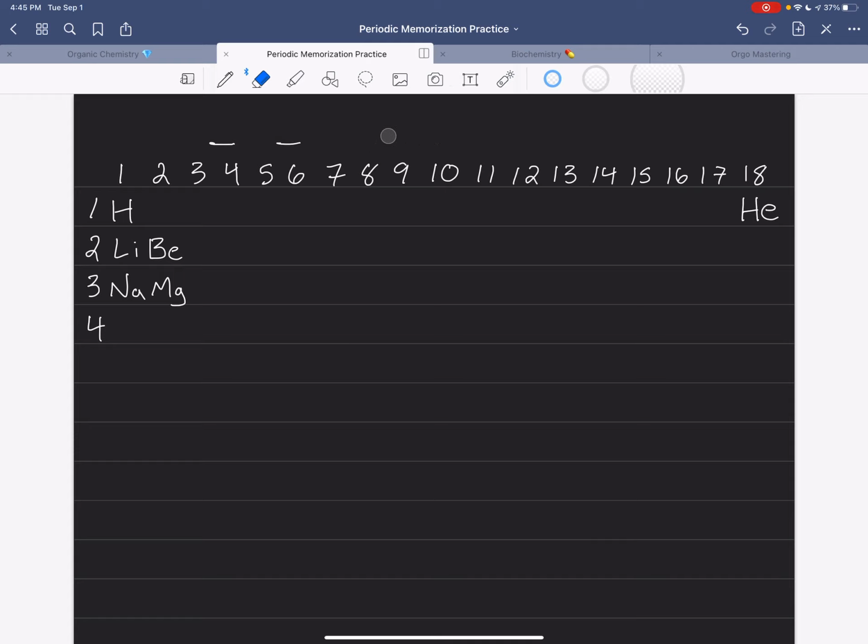Below this, I think of Kc in the sunshine band. So K, potassium, and then Kc, just don't forget your A: Kc and the sunshine band, potassium and calcium. So that is all we need for there.